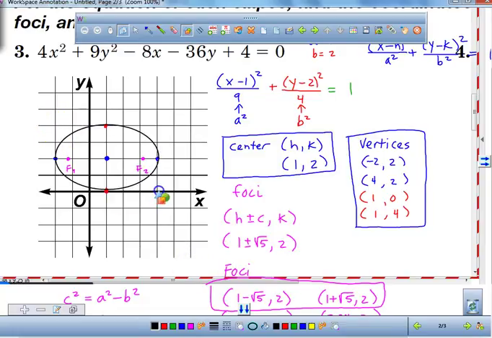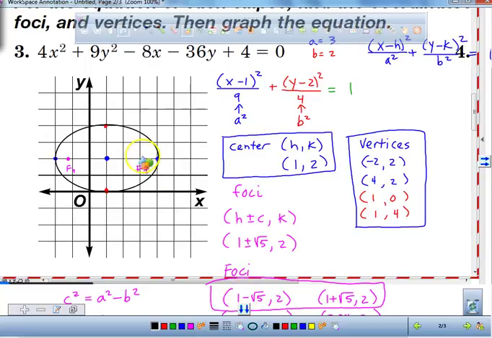That right there is probably an easier way to draw. Okay. So there's your ellipse. You have the center, you have the vertices, and you have both sides. So make sure you have that.